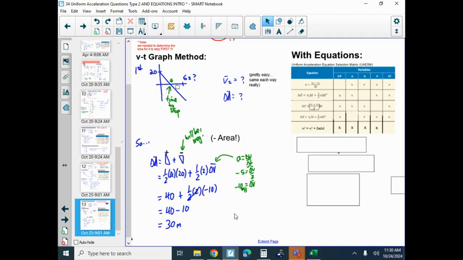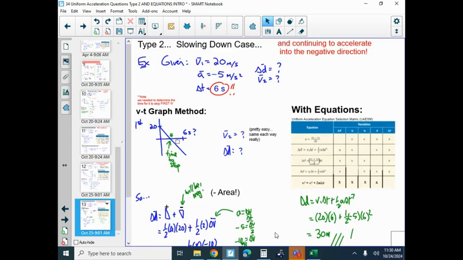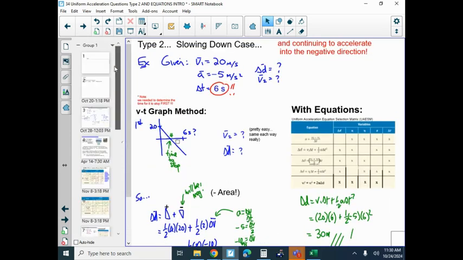So in other words, we haven't backtracked into the negative direction yet. The delta D, the equation version, sorry, we'd be able to use that equation and it would give us that same value. Again, we would have just picked the equation based on what variables we have and so on. So I hope that's starting to make sense to you.